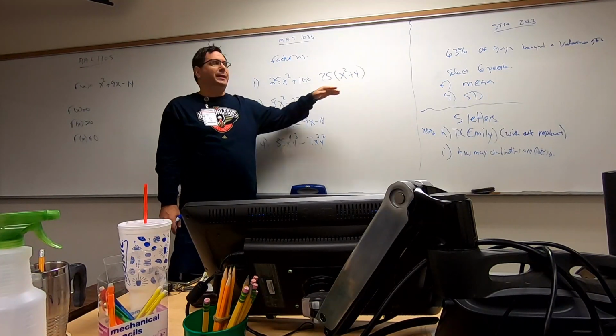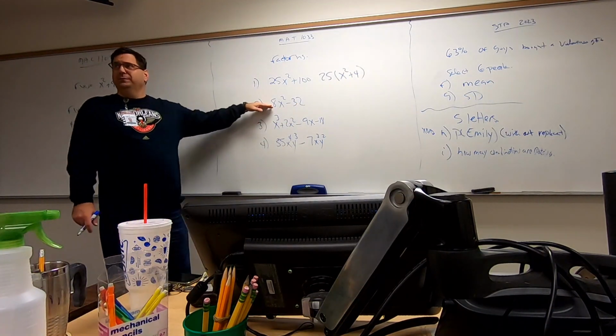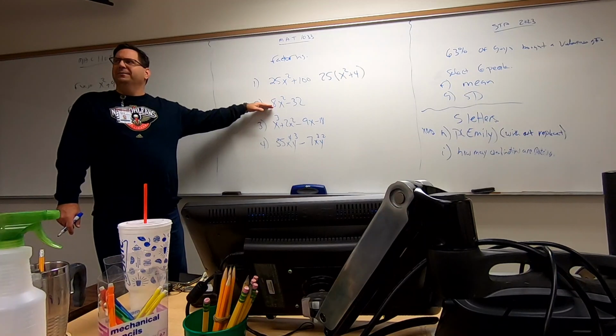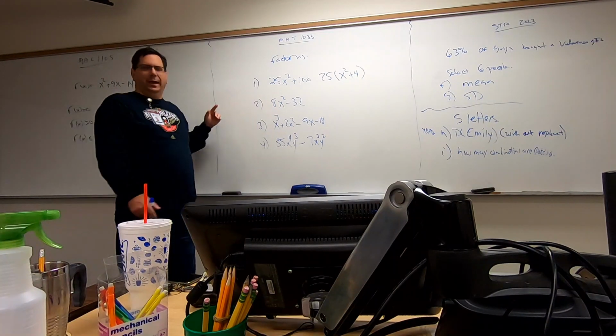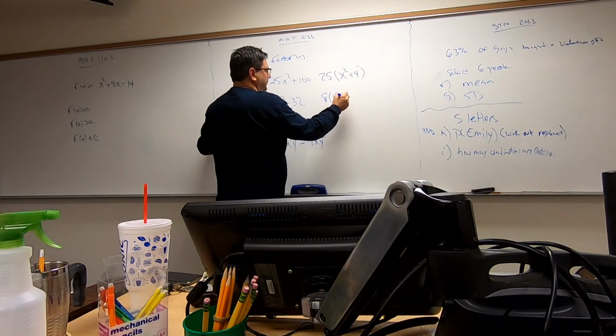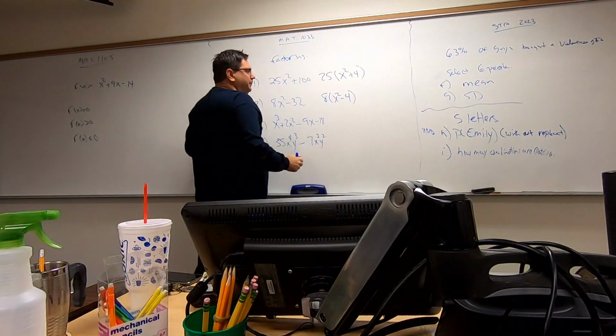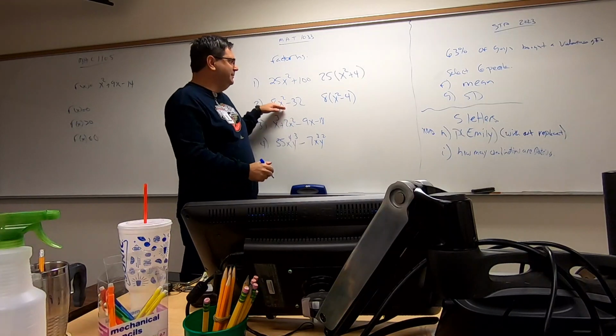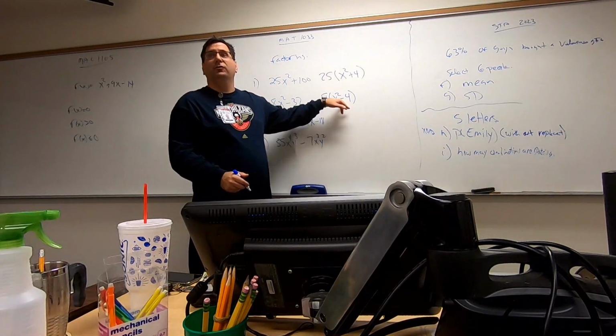Now, when you do this one, what did you take out? 8. And what did you get left? x squared plus 2, x squared minus 2. Yes, ma'am. So this is 8, and then you get x squared minus 4, and that continues.